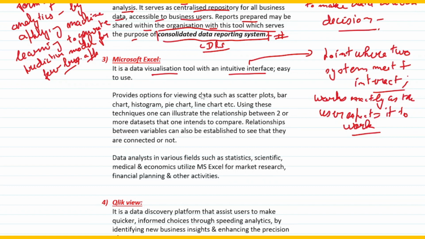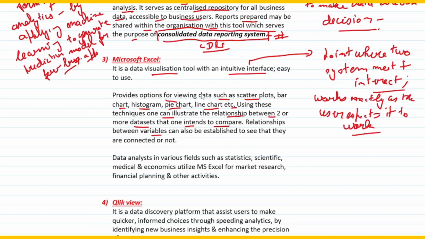Okay, Microsoft Excel basically provides options for viewing data such as scatter plots. We have already done scatter plots. We mark various points in one particular graph, so that is a scatter plot. Bar chart, histogram, pie chart, the wedges, line chart, etc. Using these techniques, one can illustrate the relationship between two or more data sets that one intends to compare. So it's an ideal tool for comparing two or more data sets, right?